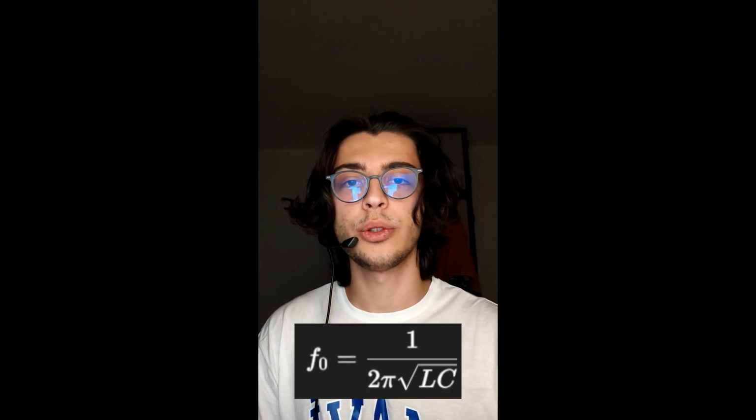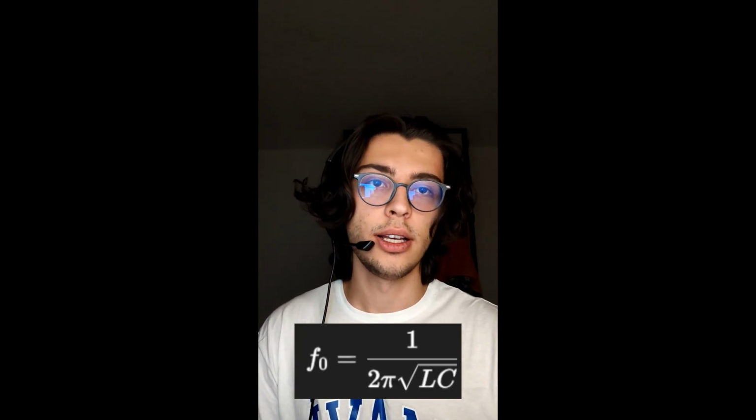At a special frequency called the resonant frequency, these two reactances cancel each other, so the inductive reactance becomes equal to the capacitive reactance. At this point, the circuit behaves like a pure resistor, the impedance is minimum and the current is maximum. The formula for resonant frequency is 1 over 2 pi square root of LC.